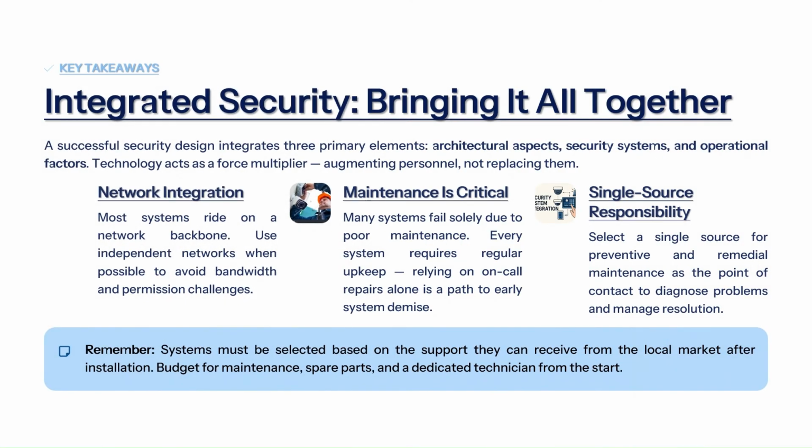Integrated security brings together structural measures, security technology, and trained personnel into a cohesive protection strategy. No single element is sufficient on its own. True effectiveness comes from coordination and alignment. Technology, such as access control systems, surveillance cameras, and intrusion detection, must be properly designed, installed, and maintained. However, technology alone cannot replace human judgment and response.